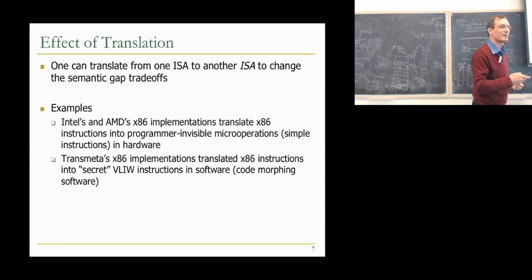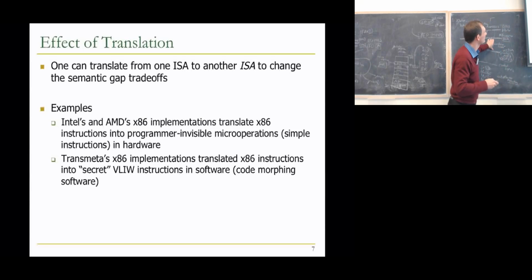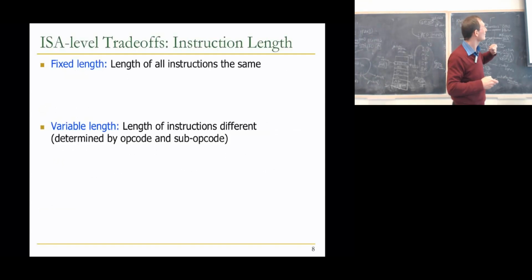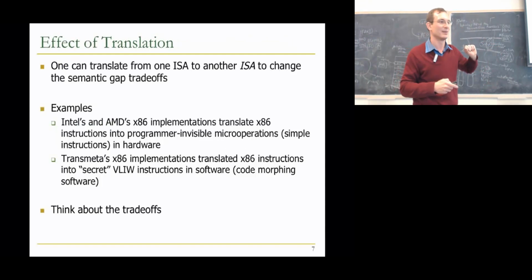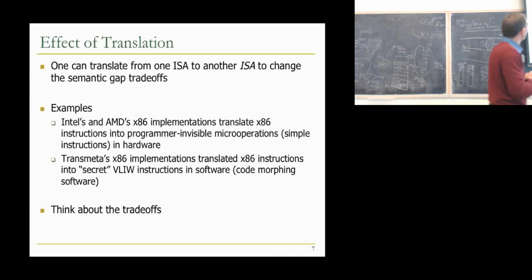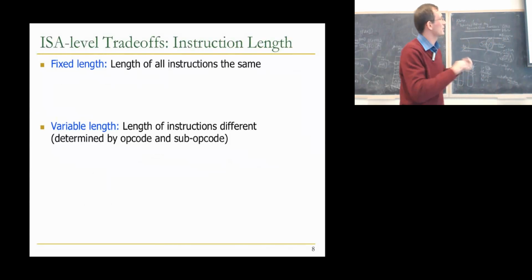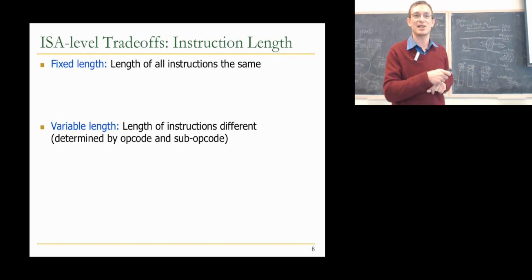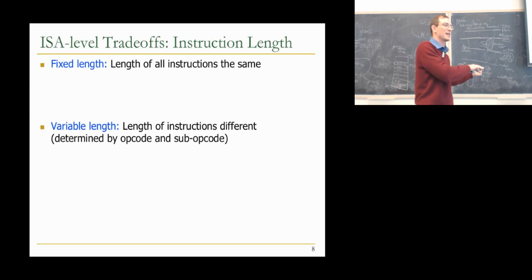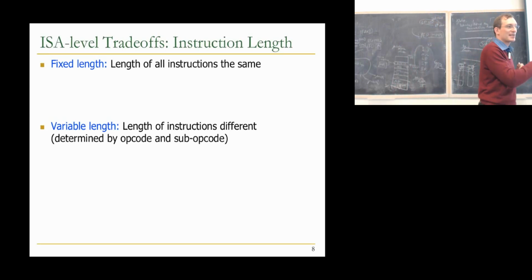Okay? So this translation layer could be very powerful. I think you can think about the trade-offs. Any questions? Okay, let's move on. Another ISA level trade-off that's related to CISC versus RISC is instruction length. How long should the instructions be? We've talked about the complexity of the instructions. What about the length of the instructions?